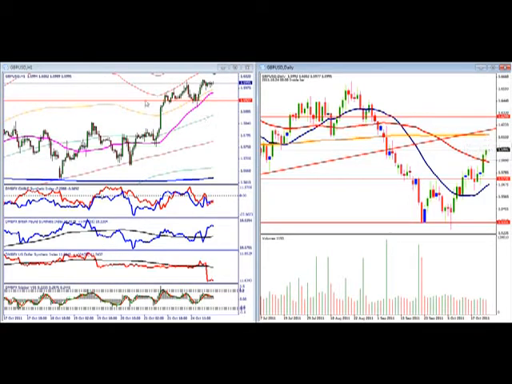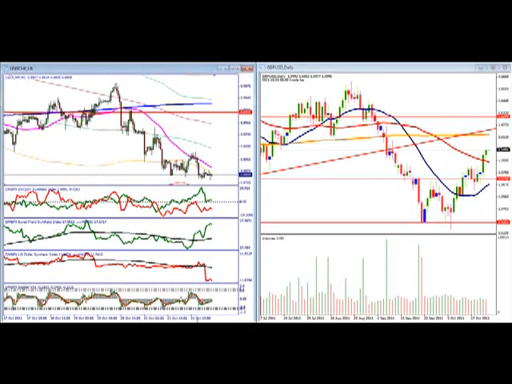And you can see this 200 moving average right here matches up with what we have going on right here. So that's definitely something to watch as far as our next target. Finally, we'll look at the dollar franc.